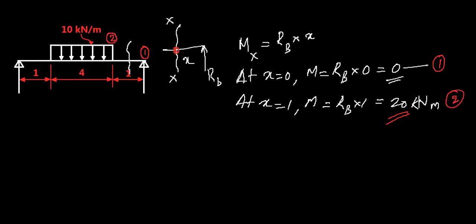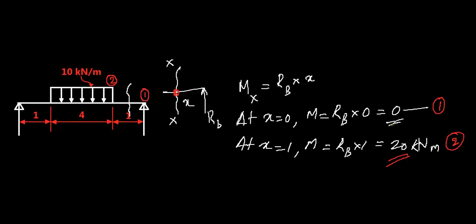And normally you get 0 moments at the ends. So 0 at point 1 here and 0 at point 4 here. So you have 4 points: 0 kilonewton meter, 20 kilonewton meter, 20 kilonewton meter, and 0 kilonewton meter.